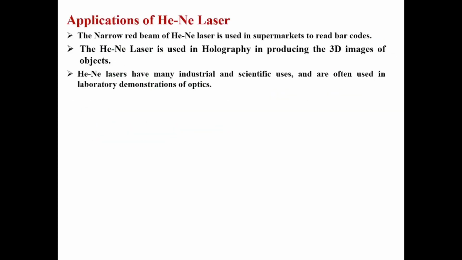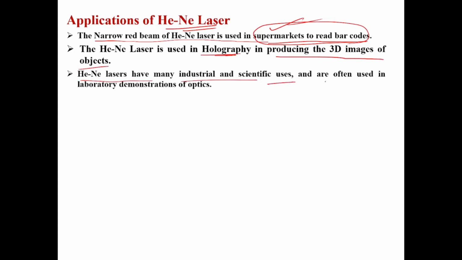Now the applications of the helium neon laser. The narrow red beam of the helium neon laser is used in supermarkets to read barcodes. Helium neon laser is used in holography to produce 3D images of objects. It has many industrial and scientific uses and is often used in laboratories and demonstrations of optics. So these are the main applications of the helium neon laser.